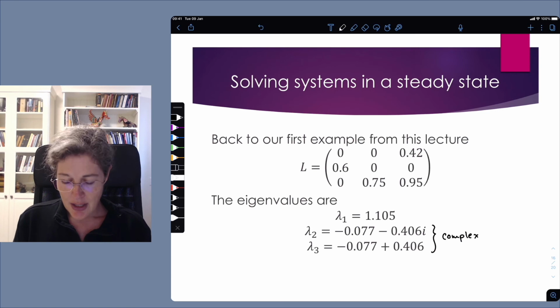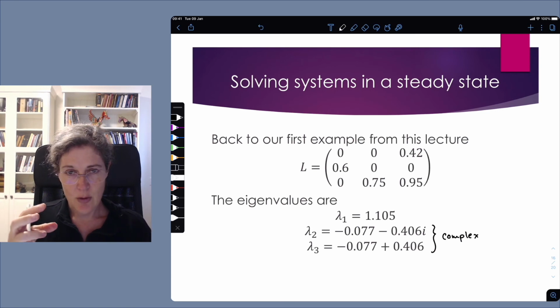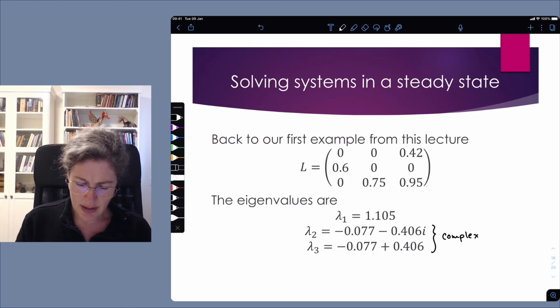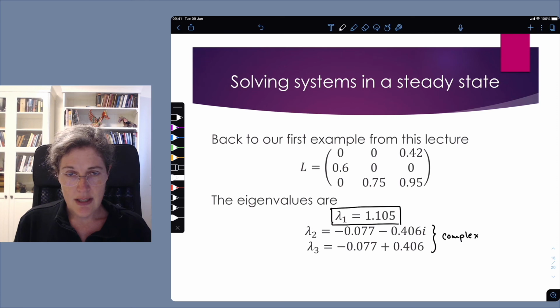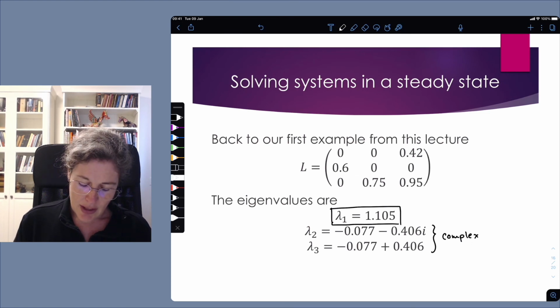But the key thing here is that if we think about the situation we're looking at, the eigenvalue that we're interested in must be the real one, because we don't have imaginary cows, or at least, don't have imaginary cows if you're a farmer. That's not a good idea. So it must be that this is the eigenvalue that we're interested in. And again, if you got more into this, you would learn about what the complex eigenvalues tell you. They do have information, but for our purposes, we just care about the real ones. Okay, so our eigenvalue that we care about is 1.105.